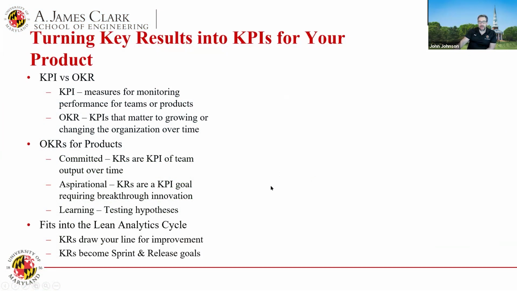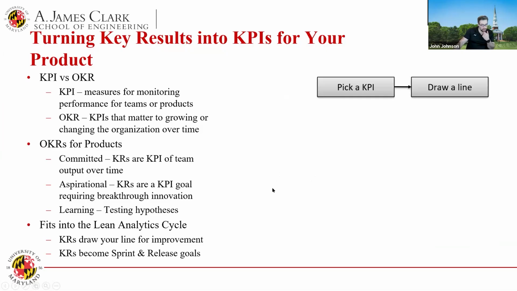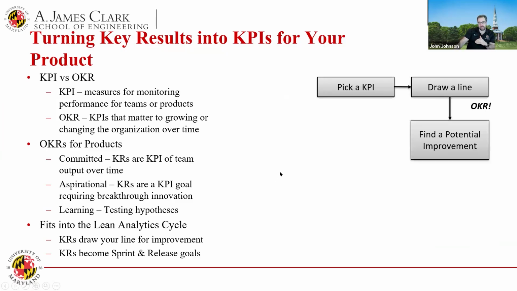Once you have an OKR, you can now treat it as a special KPI or key performance indicator that matters to your company. And you can then use it to drive what we call the lean analytics cycle, where you pick a KPI that really matters, you draw the line, and that's going to be your key results.